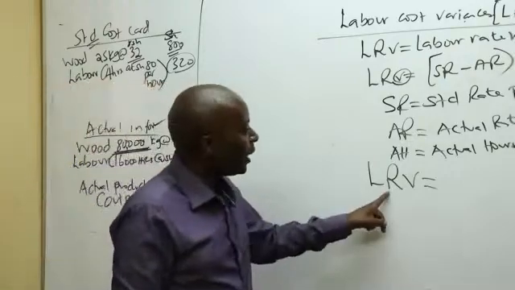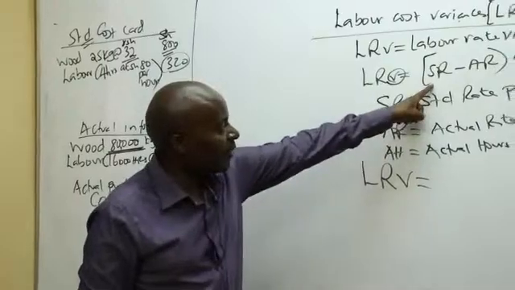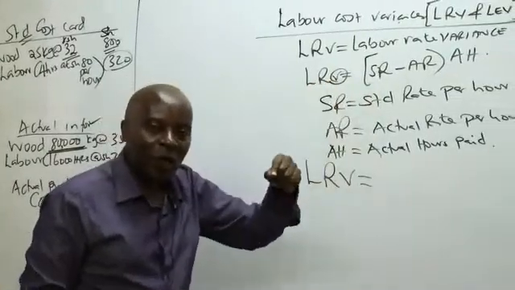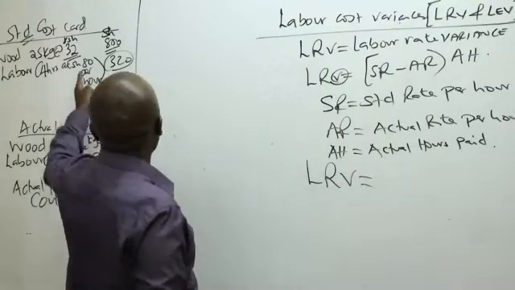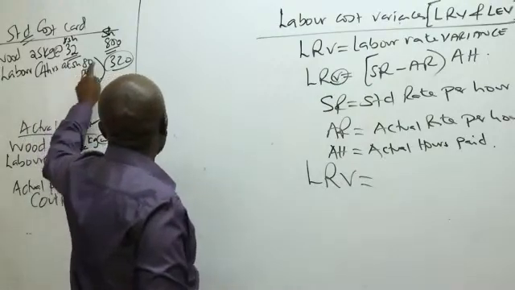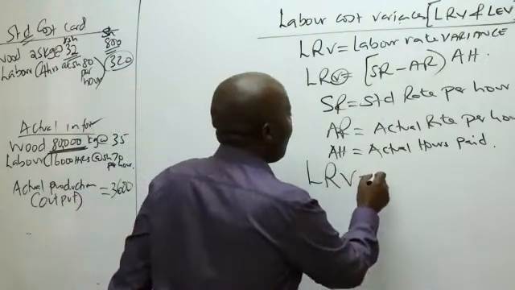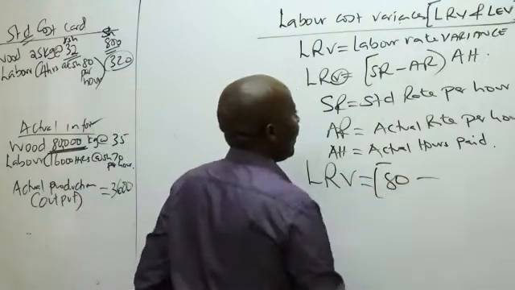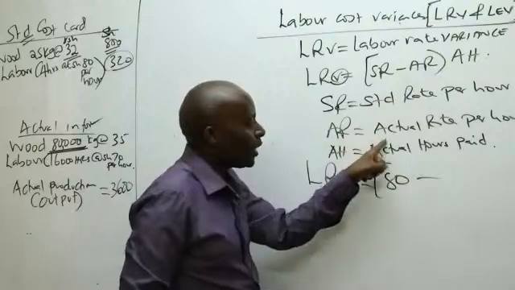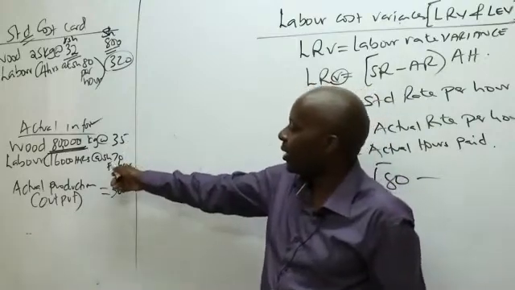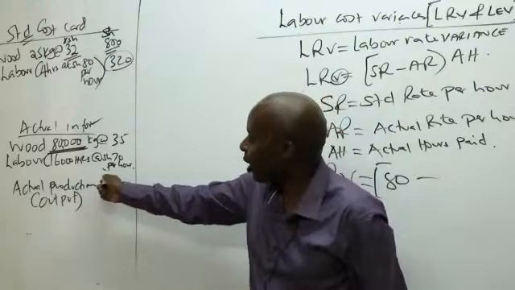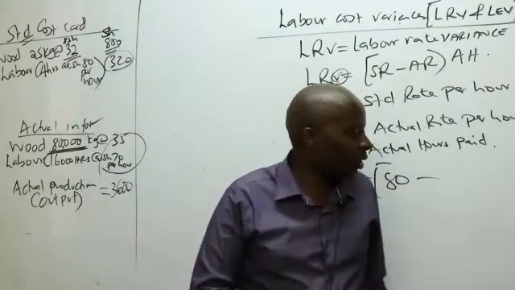Now come here, labor rate variance, the formula is here. Pick the standard rate. Go to the standard cost card and pick the rate per hour. The standard rate per hour of labor is shillings 80 per hour. So we have the 80 minus actual rate. Go to the actual information and pick the actual rate. Actual rate of paying workers here was 70.